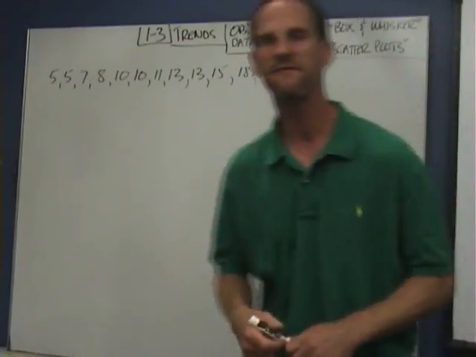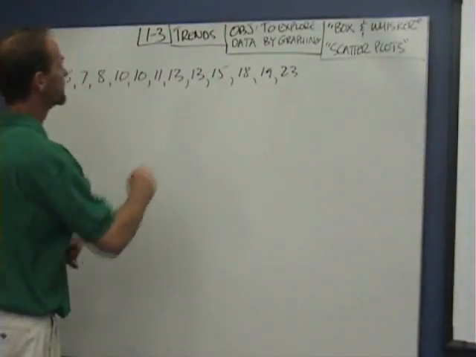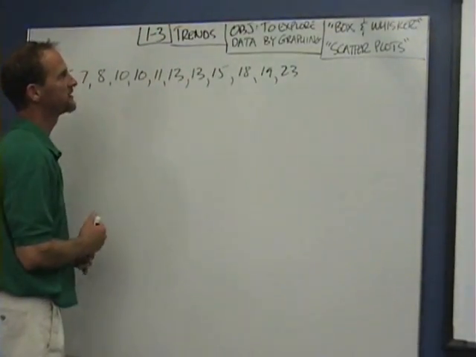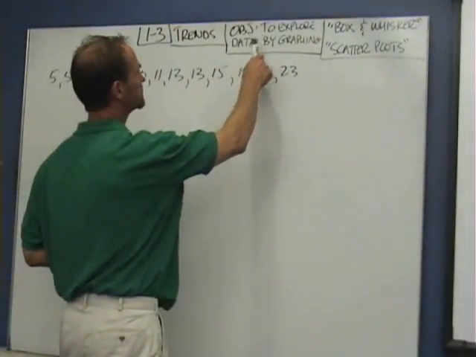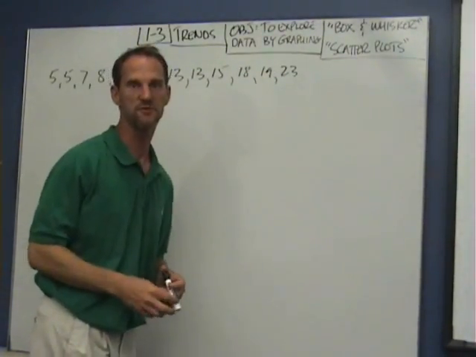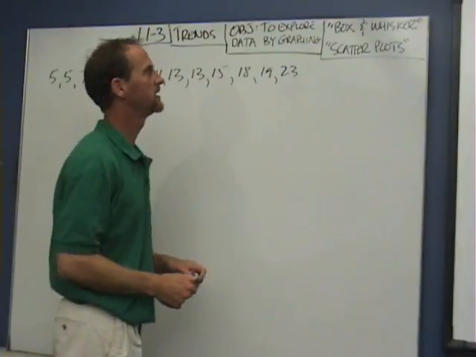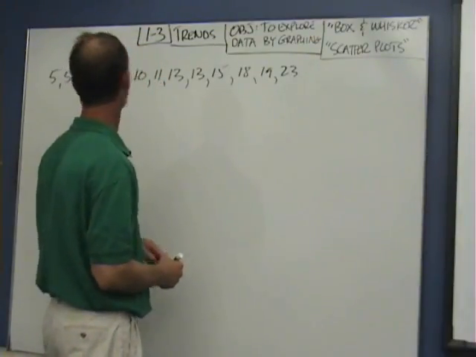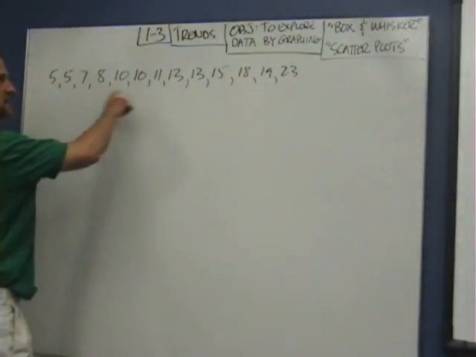Okay, we have arrived at section 1-3, dealing with trends in data. And so our objective is simply to explore data by graphing. And the two very simple graphs we're going to do are called box and whisker and scatter plots. So just to dive right in, I've got a data set here.